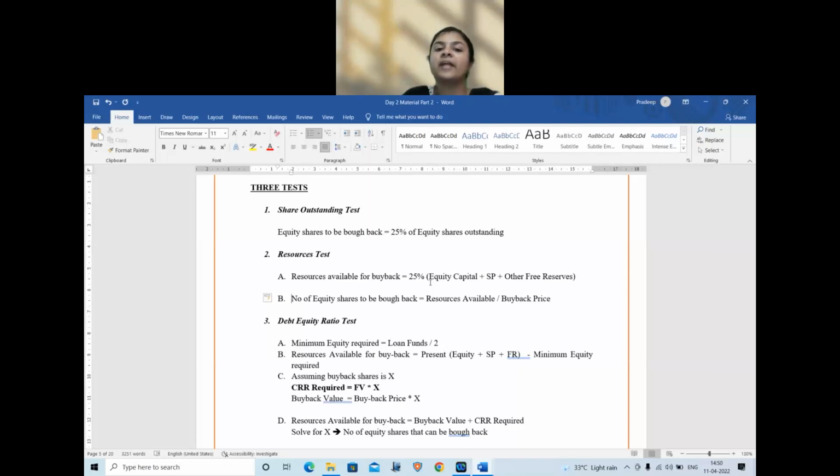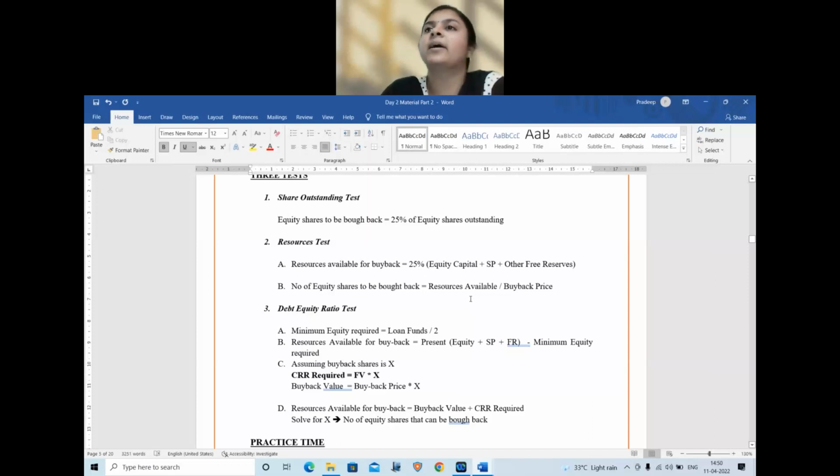And to calculate the number of shares that need to be bought back, we take the resources that are available, which is the answer that you get under formula A, divided by the buyback price. Price of the share for buyback, not face value. So test number 1 gave a lower number of shares, and test number 2 gave a number of shares. Now test number 3 is very important. Debt equity ratio.